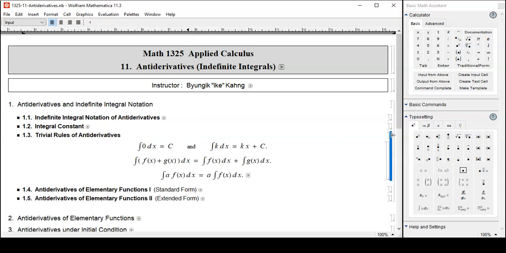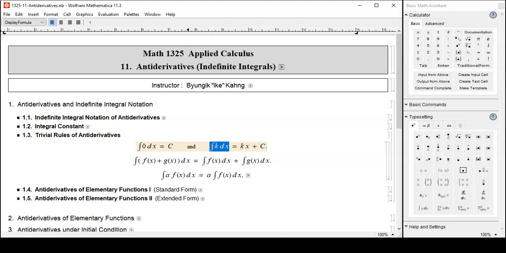Some antidifferentiation rules. Here are a couple, and these are both trivial rules. Antiderivative of 0 is a constant because derivative of constant is 0. Antiderivative of constant is kx because if you take the derivative here, x just disappears and then we just get k.